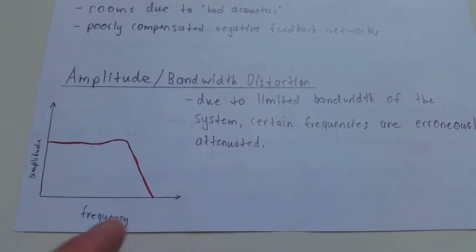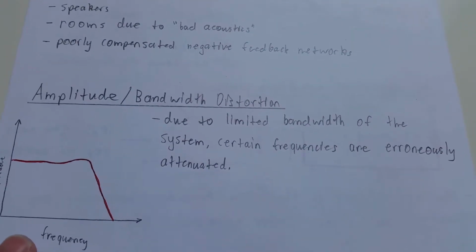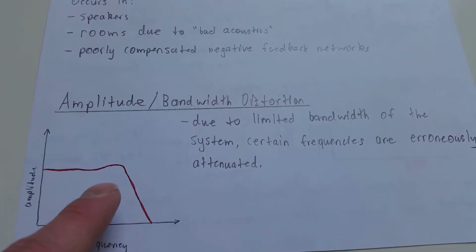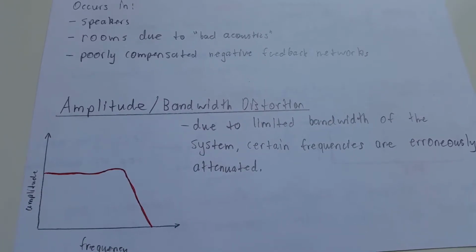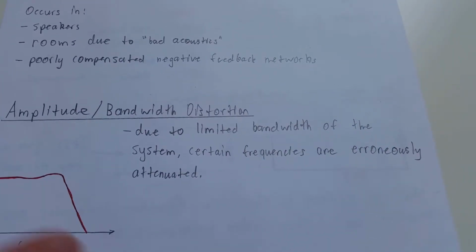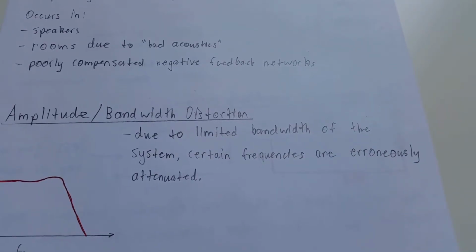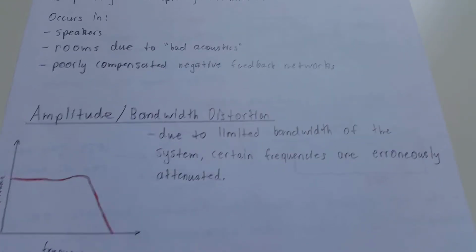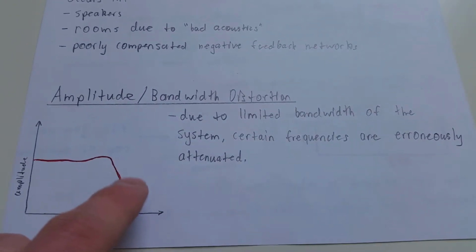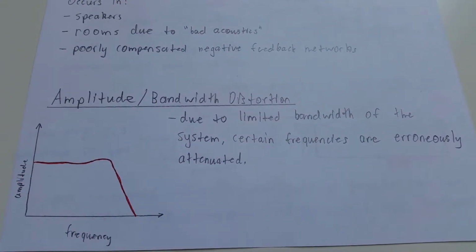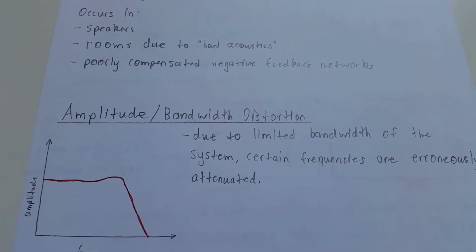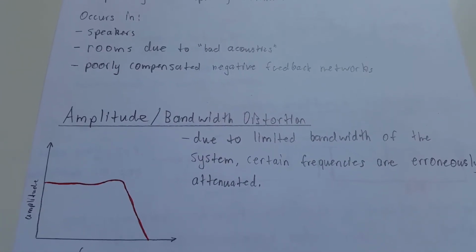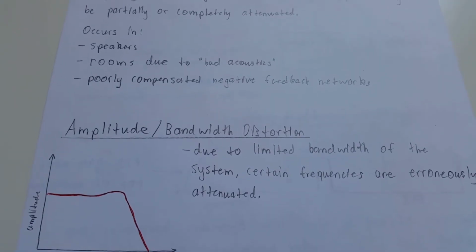Now, bandwidth amplitude distortion is probably by far the most simple. No amplifier intrinsically has a flat gain response over the whole audio band, usually. And due to the limited bandwidth, you've got certain frequencies that are erroneously attenuated. So, up at the upper end of the band here, you don't have as much gain as you should, and you've got a little peak here. So basically, the signal coming in is going to sound a whole lot different than the signal coming out, and you can pretty much count that as distortion.